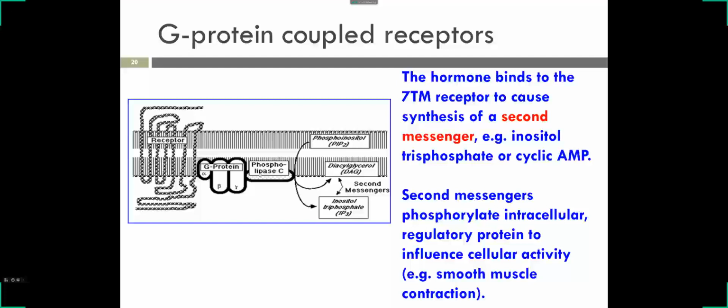So, in the case of G protein coupled receptors, what does this activation lead to? When the hormone binds to the receptor, it causes production of a variety of second messenger molecules. This can be inositol triphosphate or cyclic AMP. And these go on and lead to the physiologic changes that we would expect.